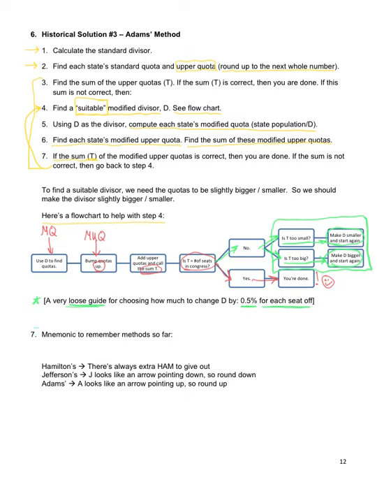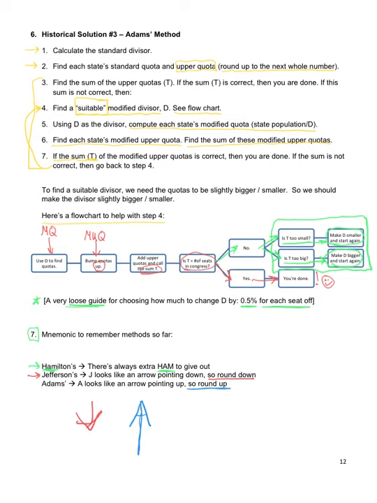All right, a mnemonic, number 7, to help you remember which methods are which. Hamilton's, think of the first 3 letters there. There's always extra ham to give out. Jefferson's, think of that J, looks like a downward arrow. So it reminds you to round down. And then Adams is like an upward arrow. So it tells you to round up. So it helps you keep track of which one is which.